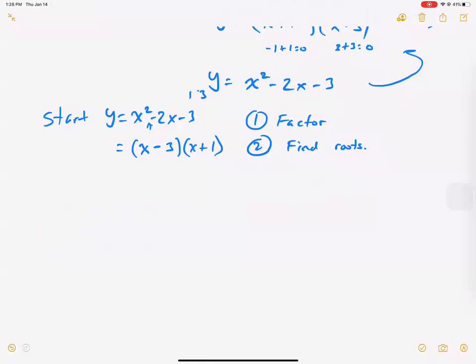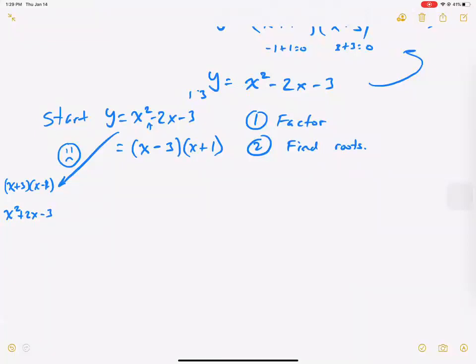What if you mess up on the signs? Just on the side note, if I wrote x plus 3 and x minus 1, this would have been x squared plus 2x minus 3, which would not be the same here, right? So the plus and minus 100% matter. They 100% matter. Everything matters here.